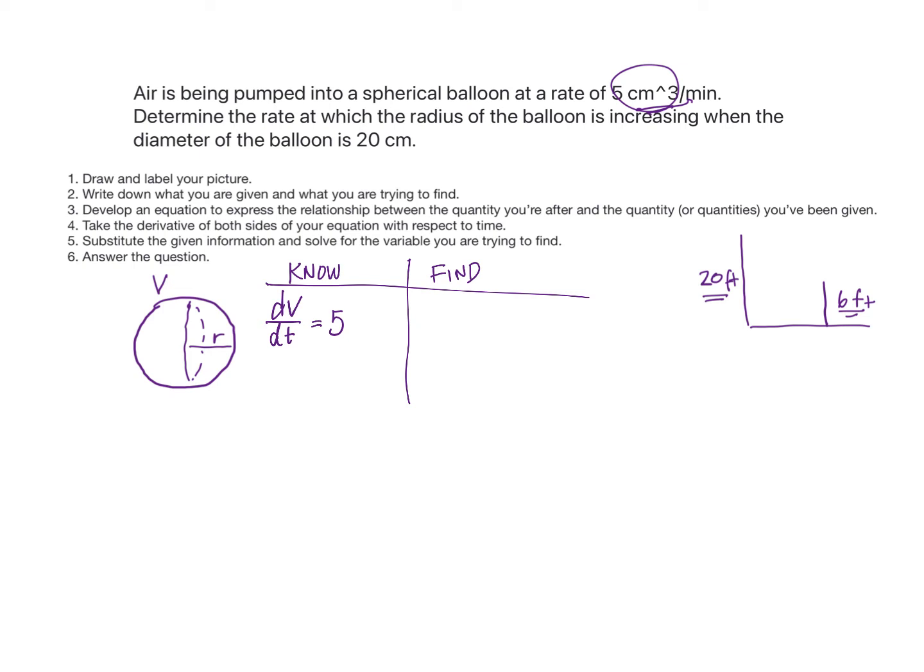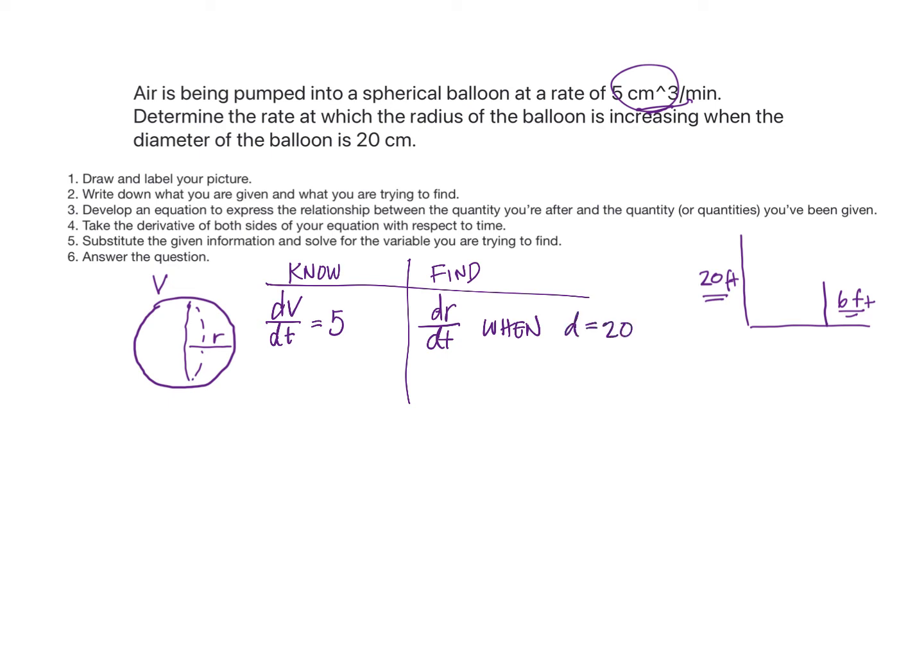What are we trying to find? Well, we're trying to find the rate at which the radius of the balloon is increasing. Okay, so we're trying to find dr over dt. And when are we trying to find it? I always like to put when, because we're trying to find a rate of change at a specific point in time. So I always like to put the when down. And the when here is when the diameter of the balloon is 20. So I could put when d equals 20.